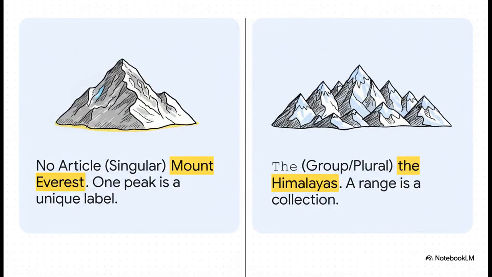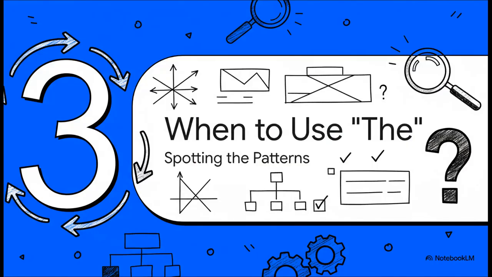This example just makes it all so clear. Mount Everest? That's one single, unique mountain. It's a label. But the Himalayas? Well, that's a whole collection of mountains, a group. So English uses "the" to signal that we're talking about a plural or a collective thing. It's a simple rule. One peak, no article. A whole range of them? Use "the."